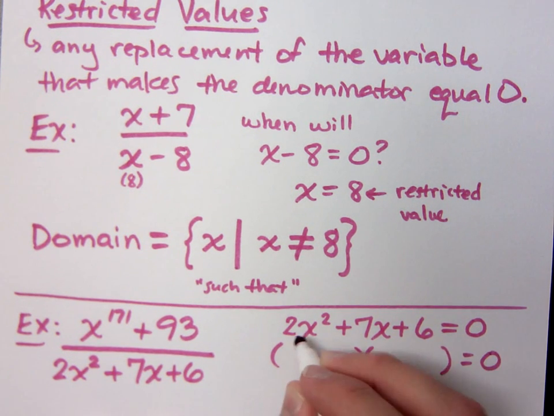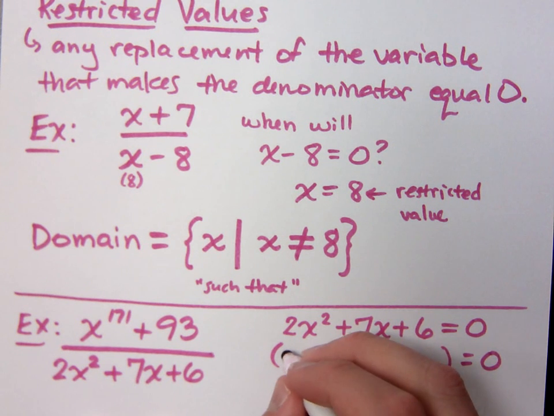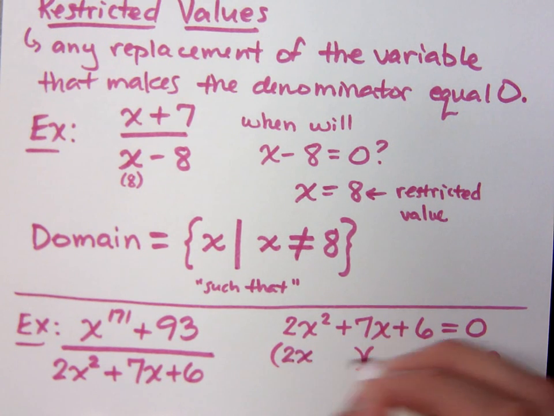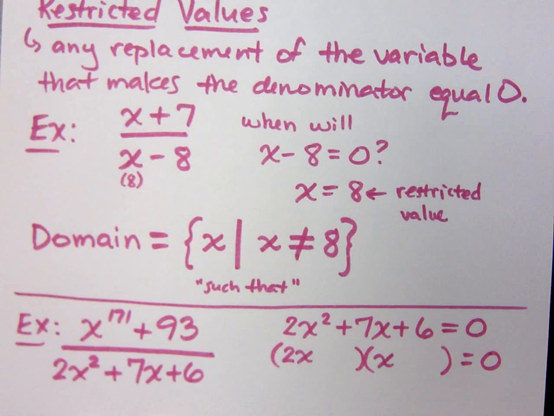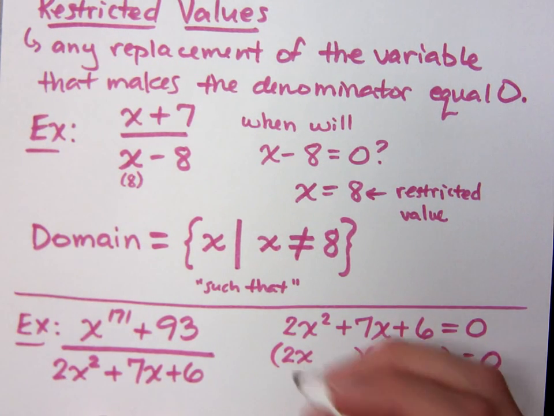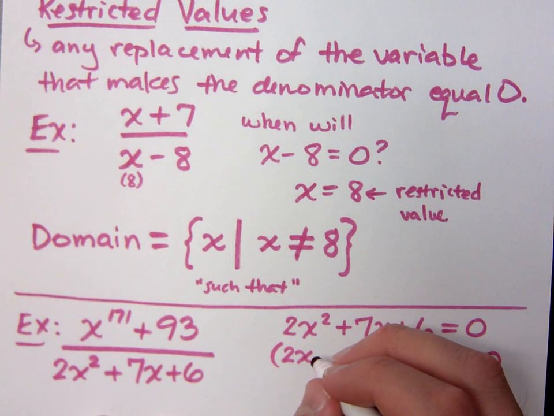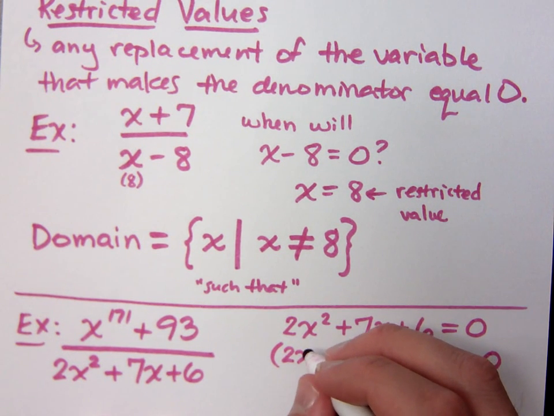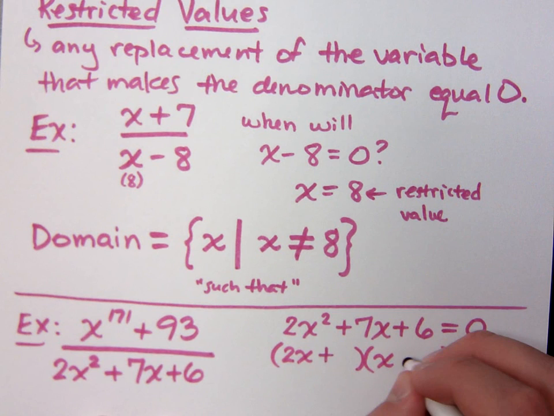I'll break down the 2x squared. There's only one way, and that's what? 2x and x. What do you know about your signs? Positive. You said positive. Just one positive, or what? Both of them will be positive, all right?